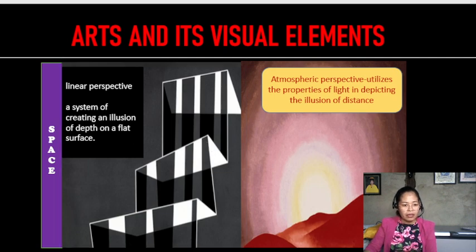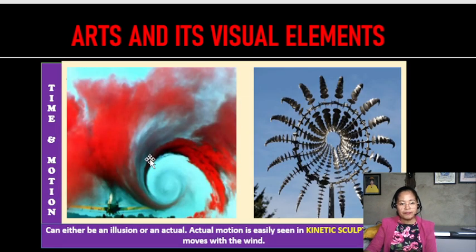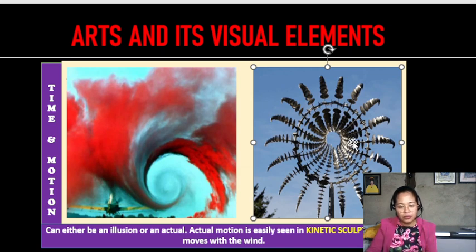Okay, and then we go to the time and motion. It can either be an illusion also, and it can also be actual. Now when we say actual motion, it is easily seen in a kinetic sculpture that moves with the wind, like this one. So this picture, yung actual nito, may movement talaga siya. Okay, and then time and motion go hand in hand with one another. It completes their respective meaning. Okay, motion is art that changes with time.